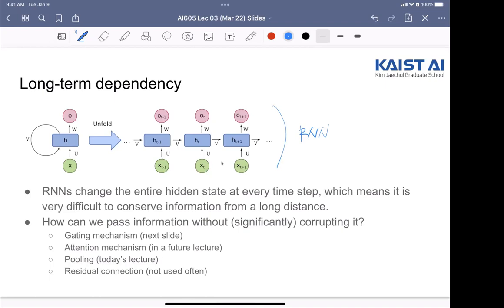So there are several ways to mitigate this. One is that we can use a gating mechanism. This is going to be one of our topics today, LSTM, basically. Another is the attention mechanism, which basically gives direct access to a distant token. This is a future lecture; we're going to talk about this mostly in the transformer. And pooling, which we'll also talk about briefly today. I think we talked about this in the last lecture too. And residual connections. This is really common in transformers or more modern architectures, or in the image domain, but it was not really used in RNNs.